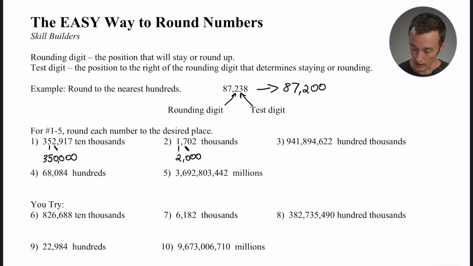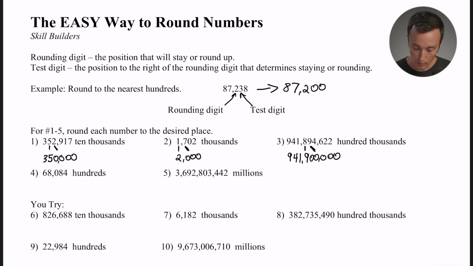Okay, let's try a big number here. So number 3 says 941,894,622, and we want it to the 100,000s place. So let's find the 100,000s place. That's this 8 right here. It's either going to stay an 8 or it'll round up to a 9. And we're going to look next door to the test digit, and we see that it's a 9. Remember, a 9 is going to tell you to round up. So we do need to round that 8 up to a 9. So here's what it looks like. The numbers to the left stay exactly the way they are, the 9 and 4 and 1. The 8 turns into a 9 because it got rounded up. And then it's just zeros from there. So it would be 941,900,000.